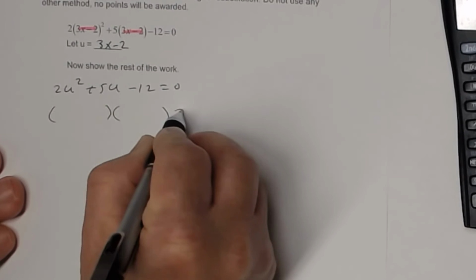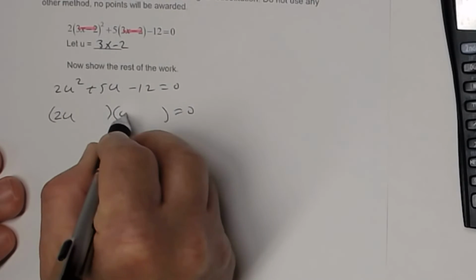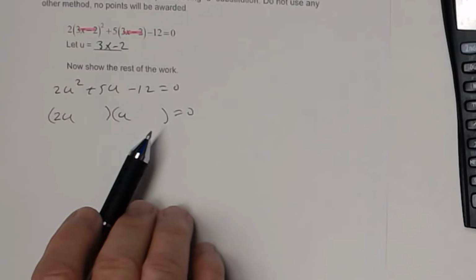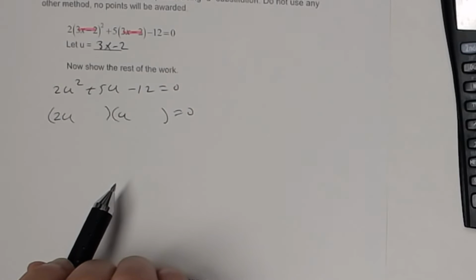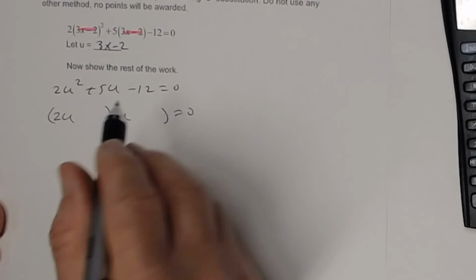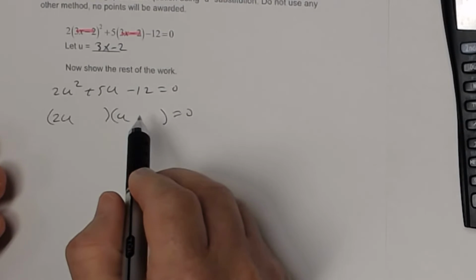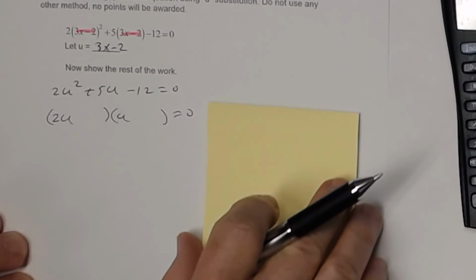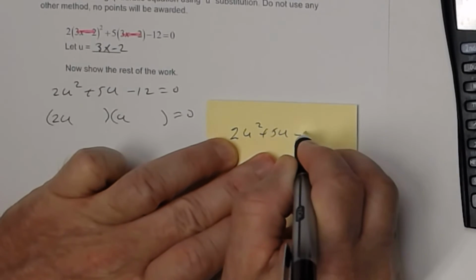So when I factor this, 2 is a prime number, so that's going to be easy. 2u and u. Now for 12, you have to remember, I need the outer and the inner terms to add up to be 5u. So let me show you the process you're going to go through. Let me write it here. So you get 2u squared plus 5u minus 12.